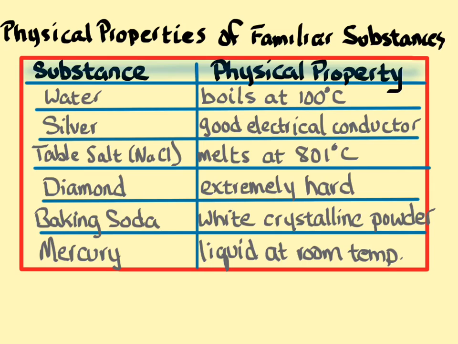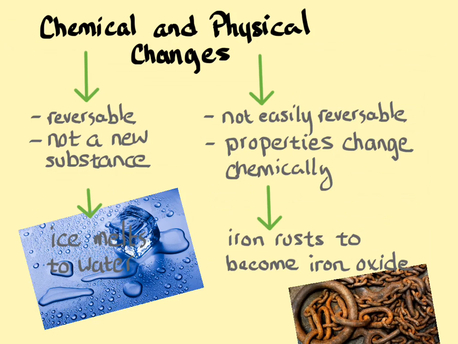And then mercury, which is classically described as one of the only metals that is a liquid at room temperature. We use it, of course, in old temperature gauges, thermostats, etc.